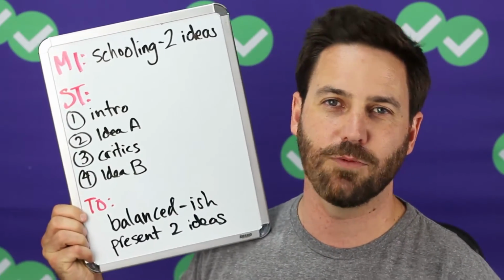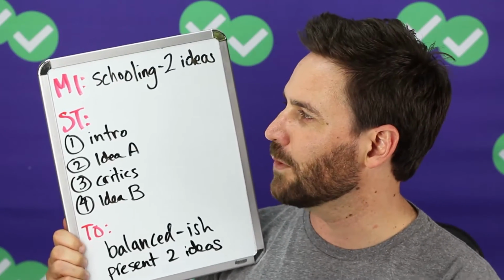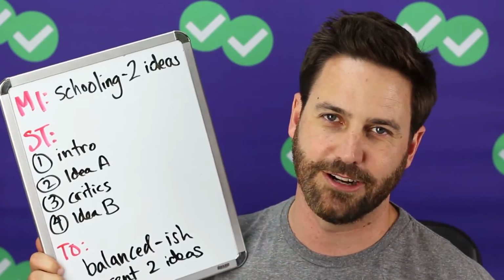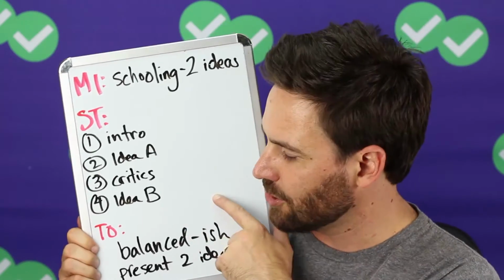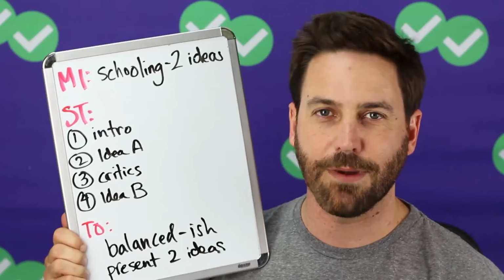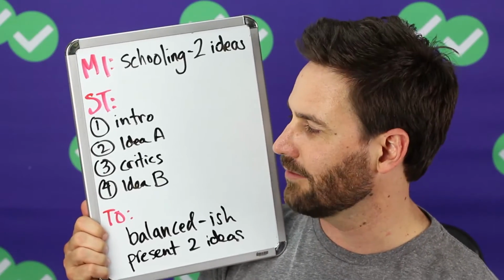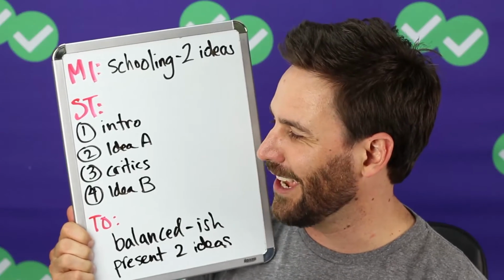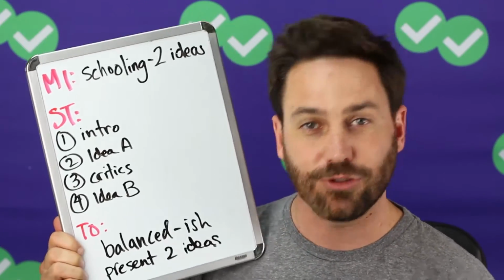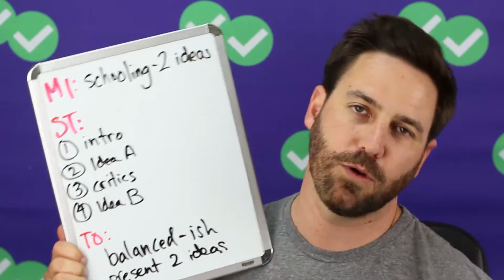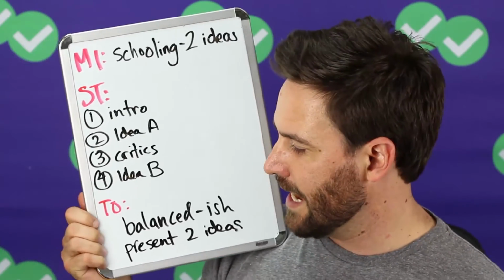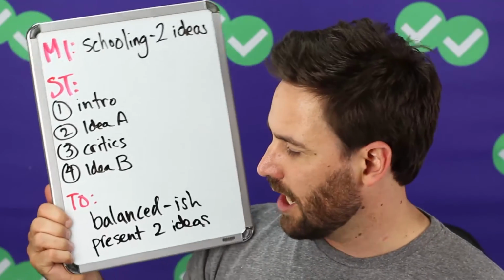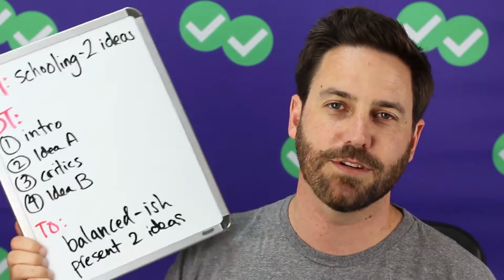One thing to review before we dive into the question is what we discussed in the previous video. We went over the main idea, which is that there are 2 theories about fish schooling. We talked about the structure. First paragraph's the intro. Second paragraph talks about idea or theory A. Paragraph number 3 is the critics of theory A, and then introduces theory B. The 4th paragraph is all about theory B, the confusion effect. And then we talked about the tone, and it's balanced-ish, and that the author is basically just presenting 2 theories of schooling.